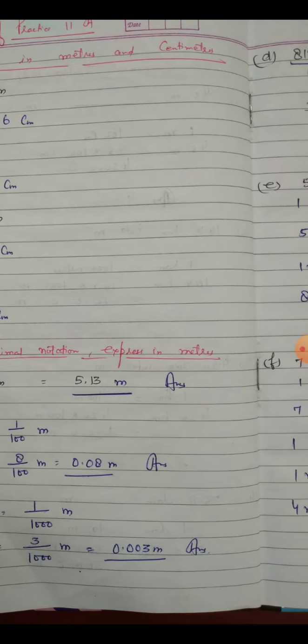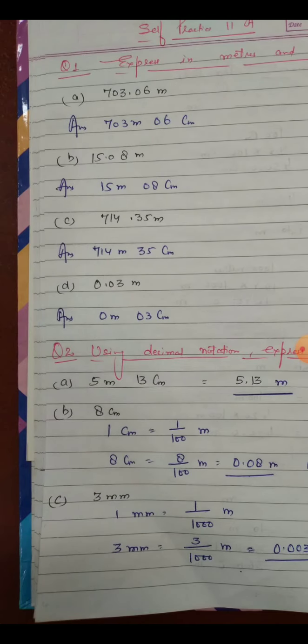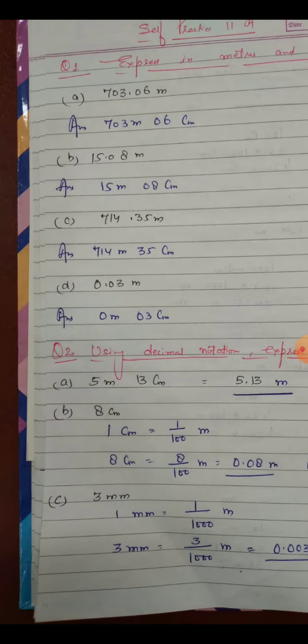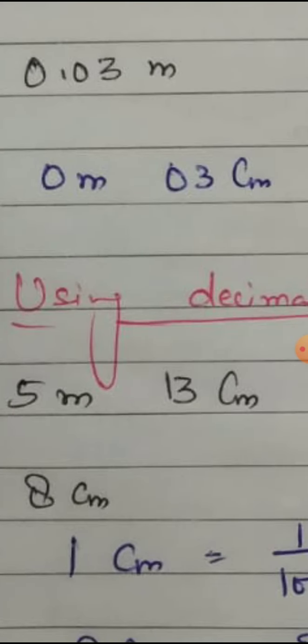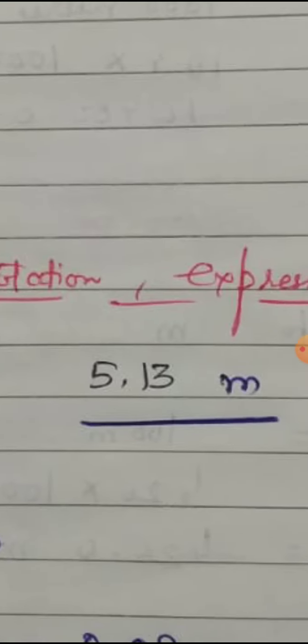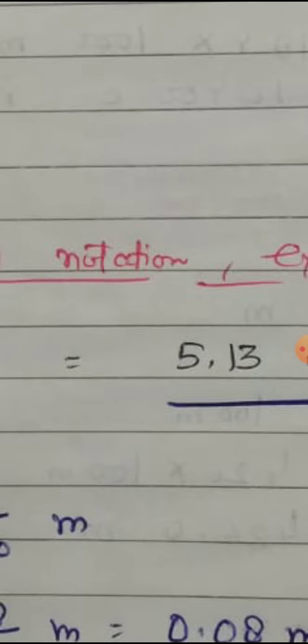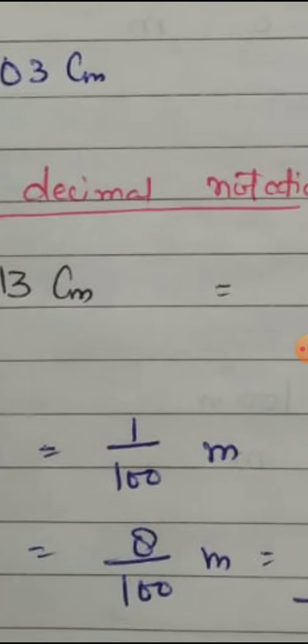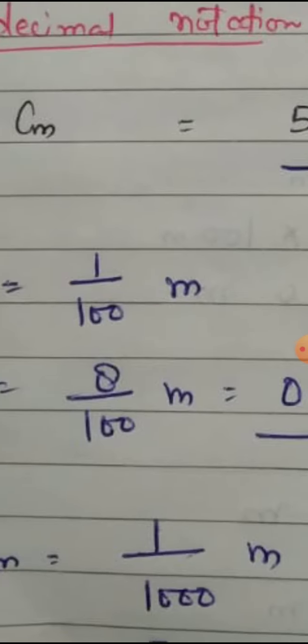When you are going to reciprocate, means convert meter and centimeter into decimal notation, look at this, 5 meter 13 centimeter means 5.13 meters. Always put the higher unit when there are two units. Always put the higher unit when you are putting decimal. जब भी आप डेसिमल लगाते हैं बेटा, तो आपको हमेशा हायर यूनिट का इस्तेमाल करना है.